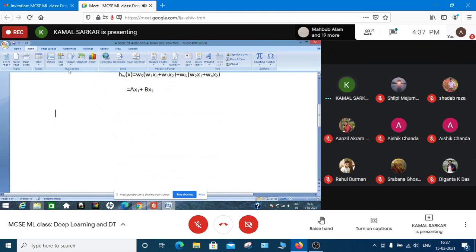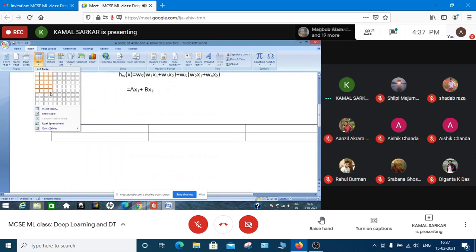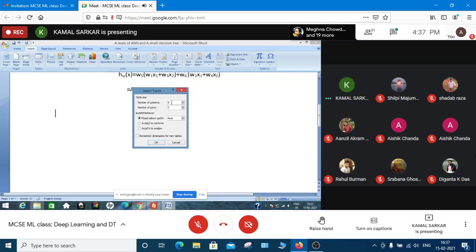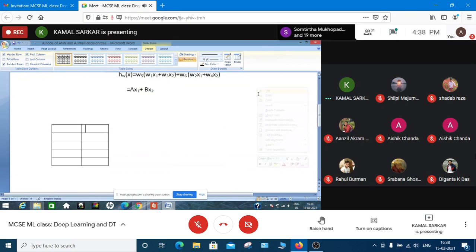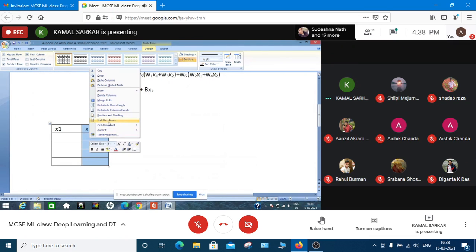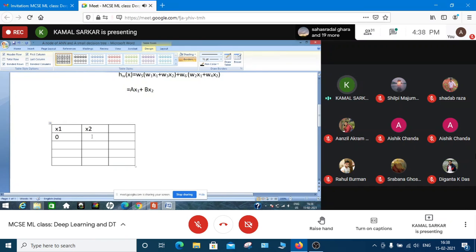Try to recall the table, the 4x4, 5x5 table, that is actually the truth table for the XOR function. This is your input A1 and A2, that is, X1 and X2. Now, for 0, 0, what would be the output for the XOR function? Both are 0.